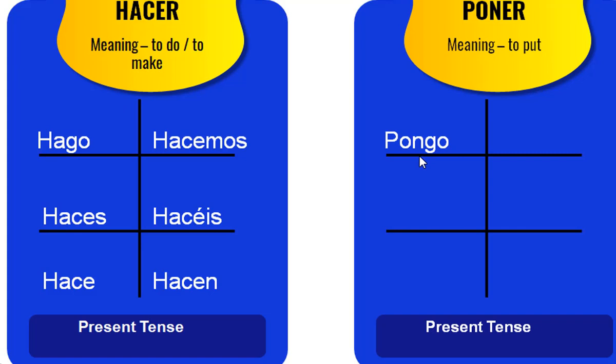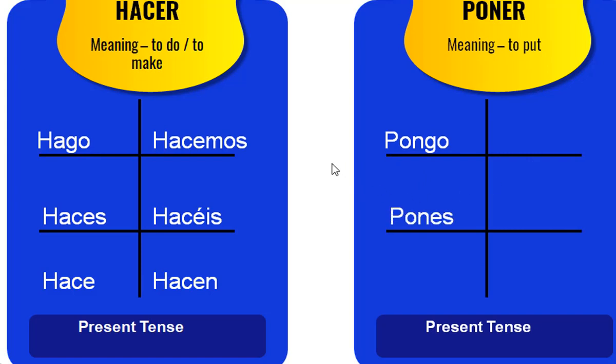Now if you look at the yo form of both hacer and poner, you see why we have both of them set next to each other. It's go that's added to it. Hago, pongo. The rest of the conjugations will follow the normal ER verb pattern.